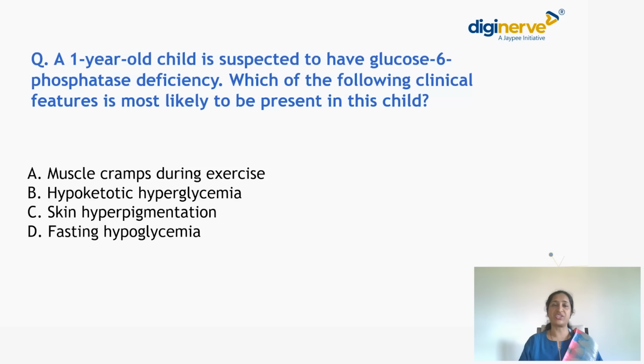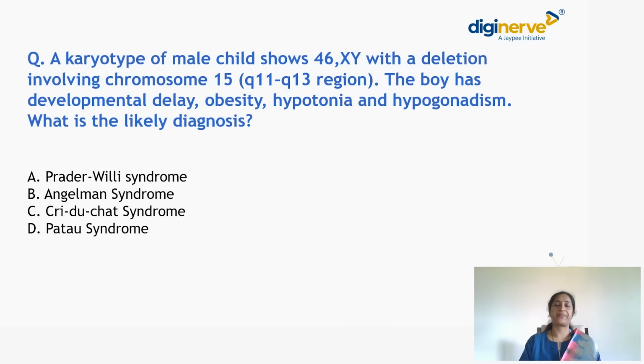C, skin hyperpigmentation. No, skin hyperpigmentation is not seen in glucose metabolic defects. Fasting hypoglycemia. Now doesn't that correlate well with how we discussed this case? Yes. We did discuss that the child will not be able to produce glucose from glycogen. So after a good night's sleep, forming glucose and maintaining the blood glucose in the overnight fasting period will become a challenge. So in a child with glucose 6-phosphatase deficiency, the child will have fasting hypoglycemia. So the correct answer is D.